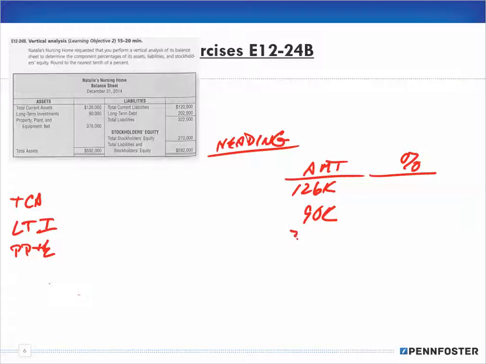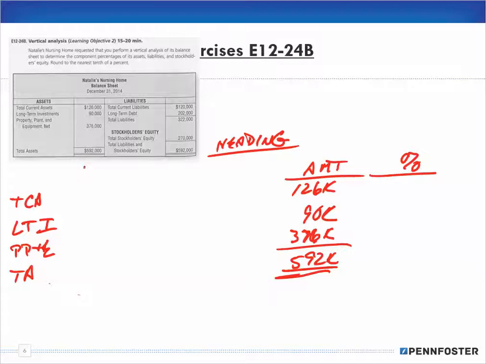That's 376,000. And then I have my total assets are 592,000. Okay.